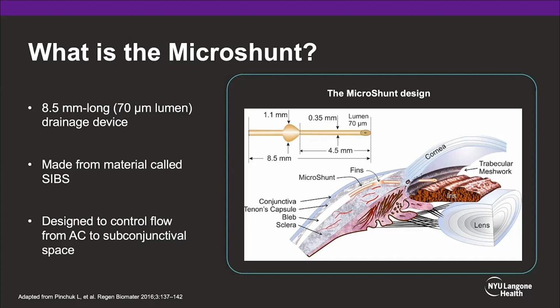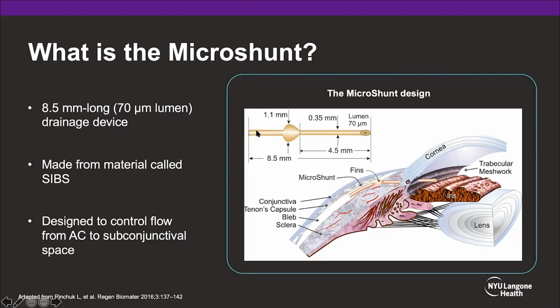It is essentially a tube or a shunt, which is going to move fluid from the anterior chamber into the subconjunctival subtenon space in a regulated manner. It has a lumen of 70 microns and a length of 8.5 millimeters. And you can see it here pictured.